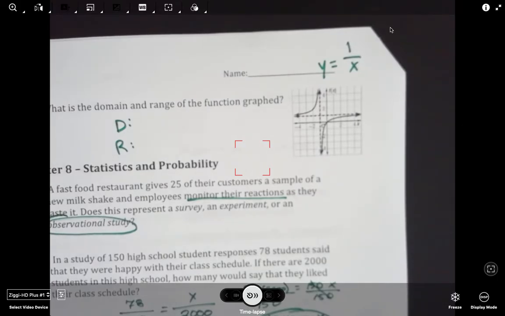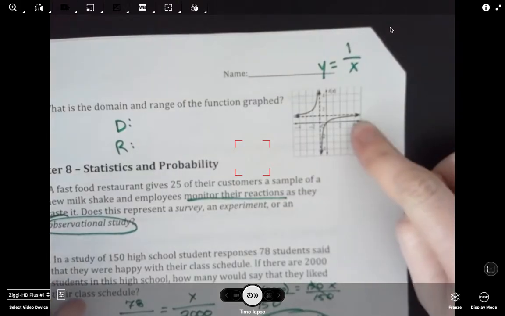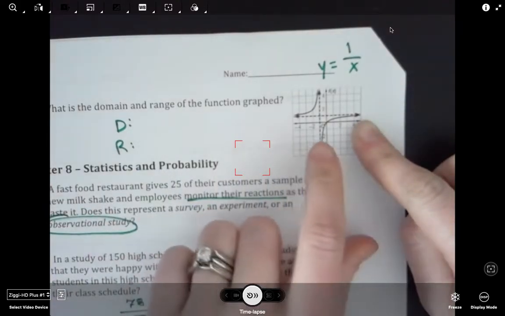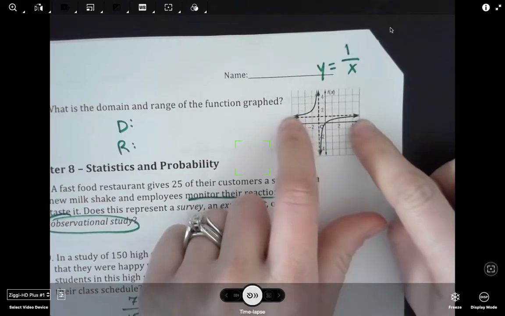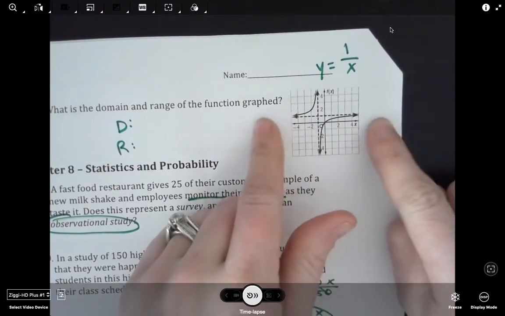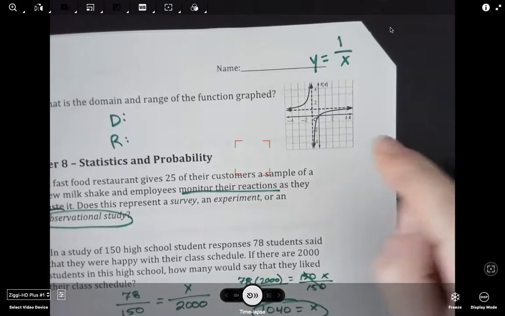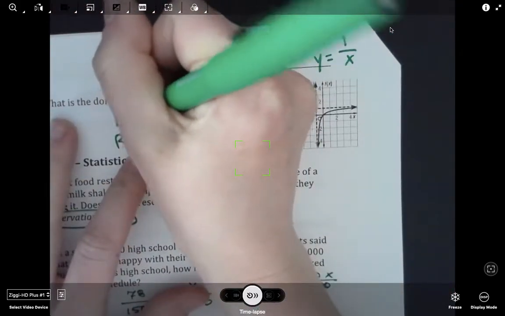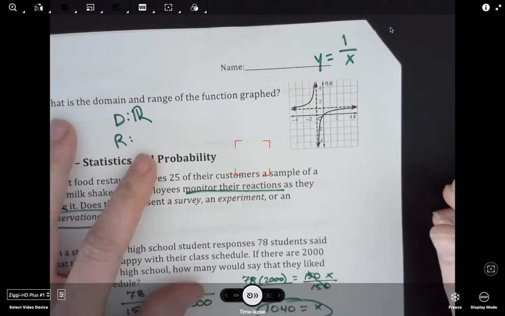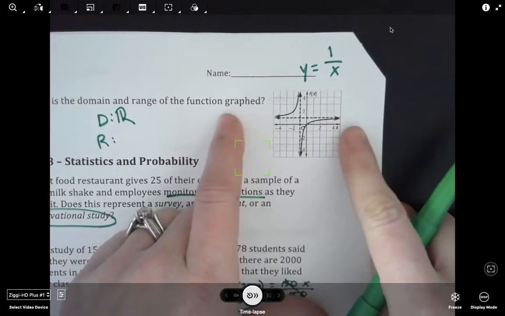For domain, domains are the x's, going left and right. Will it go to the right forever and ever? Yes, because this arrow tells me that. Will it go to the left forever? This arrow tells me that. It'll go both ways. So domain should be all reals, right? Because it's going left and right forever.